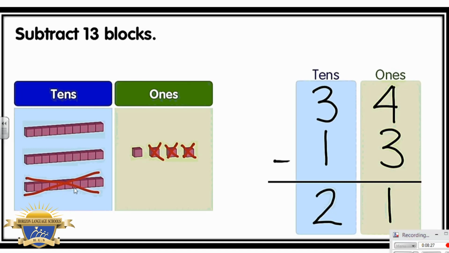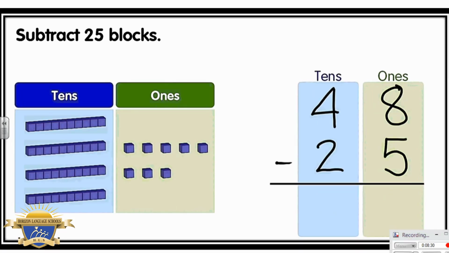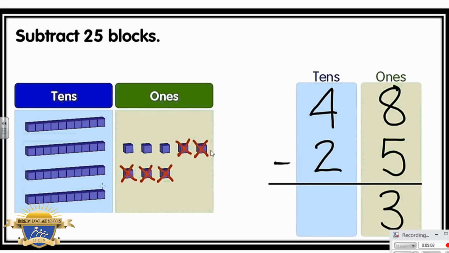Okay, exercise number 2. We have here 48 minus 25. Okay, first look for the math sign, which is minus. So I will subtract the numbers. Step number 2, look at the numbers on the ones column. I have 8 minus 5. 8 is bigger than 5. Okay, can you subtract 5 from 8? Yes, I can. So I will take away 5 squares.